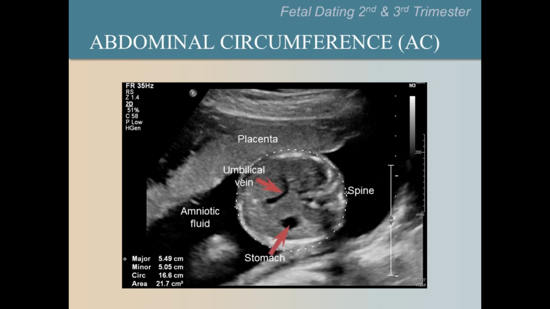We have outlined these structures here. They are the umbilical vein, stomach, and spine. Note the curved shape of the umbilical vein, which suggests that this is an excellent level for measuring the abdominal circumference. Can you determine the lie and presentation of the baby from this transverse scan?